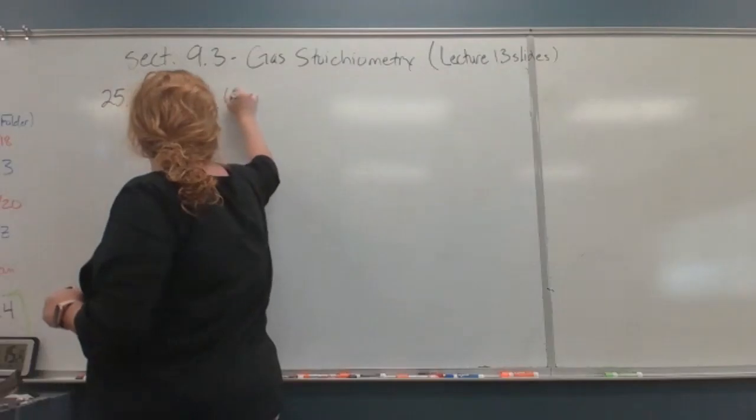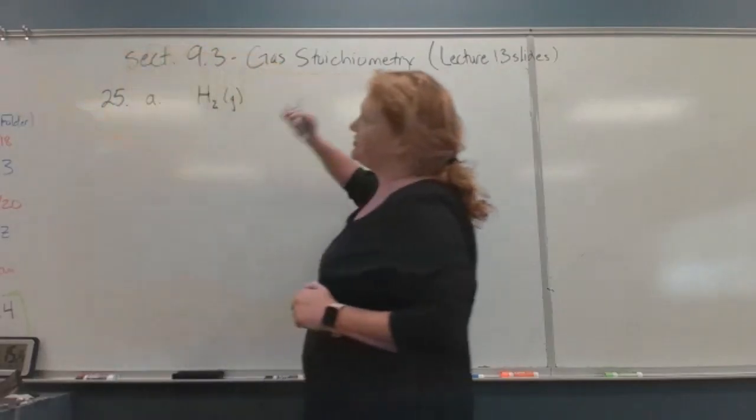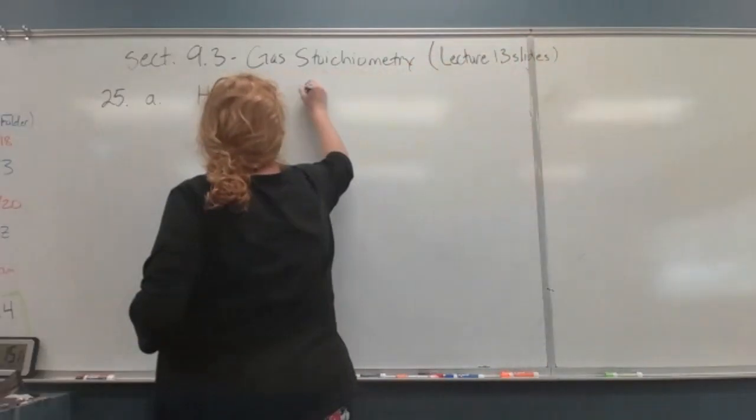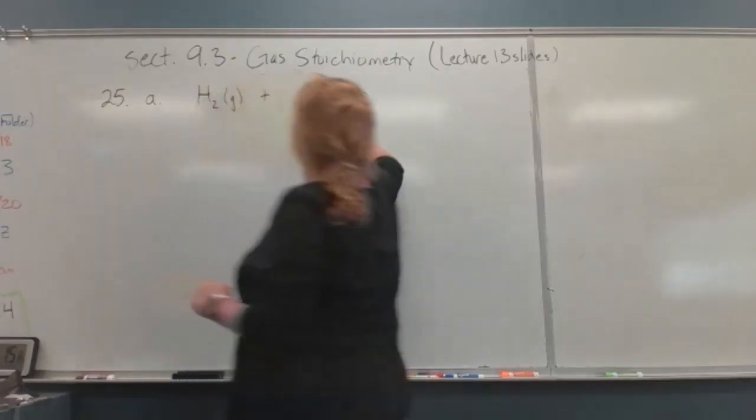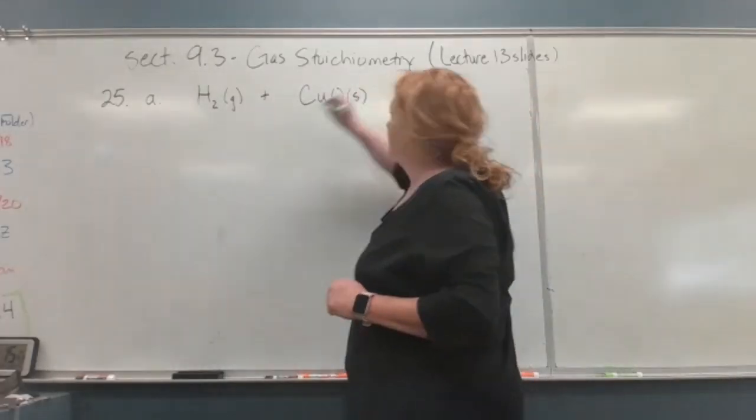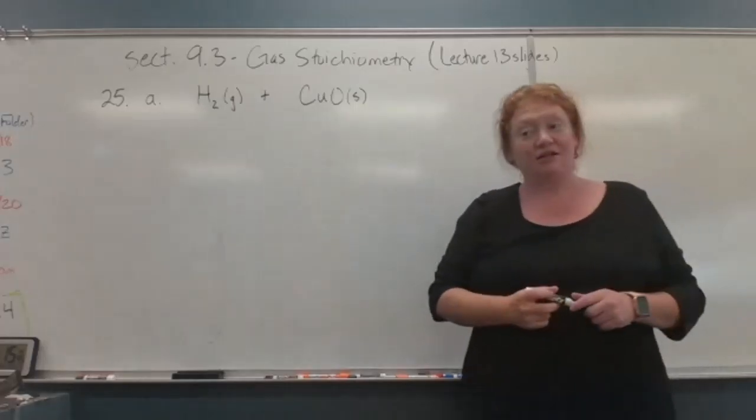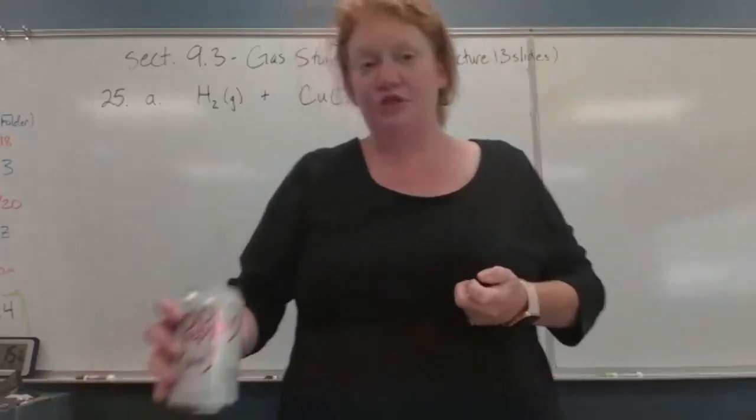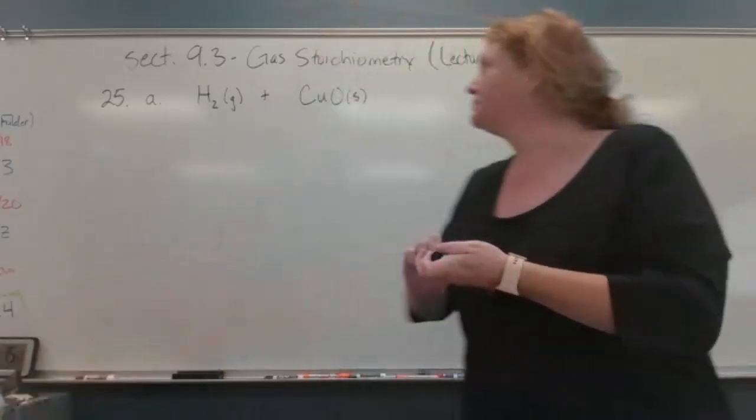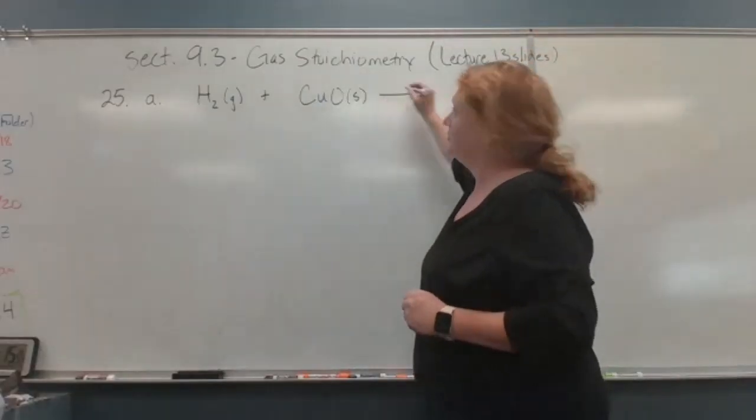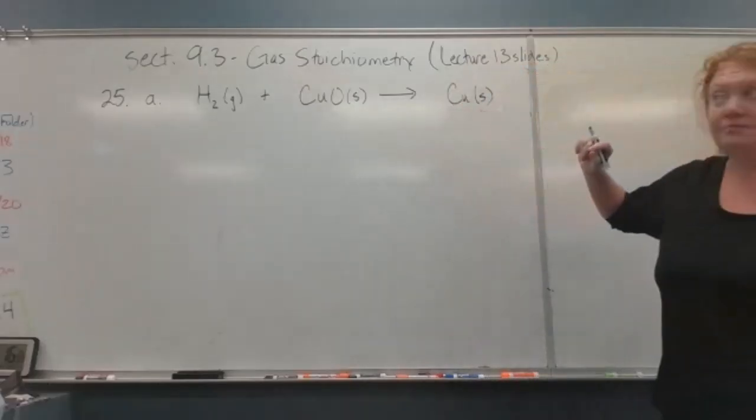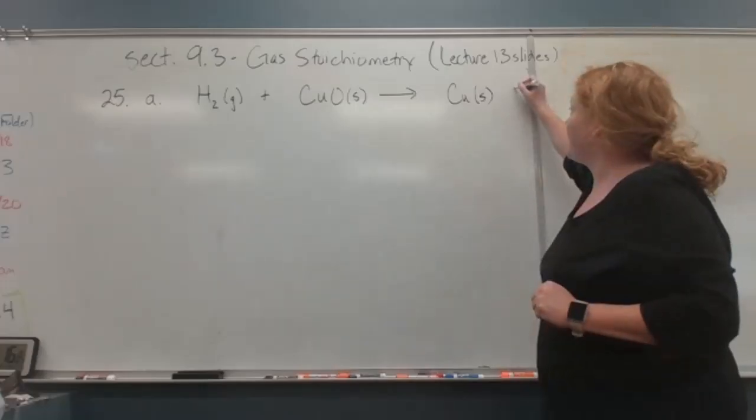Hydrogen gas is needed to reduce 35.5 grams of copper 2 oxide. Copper 2 oxide is an ionic compound, which means it's a solid, unless we were describing it being dissolved in water, which is not what we're doing. And then it forms pure copper, copper the metal, and then it's going to make some water.